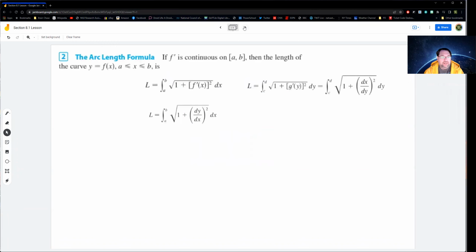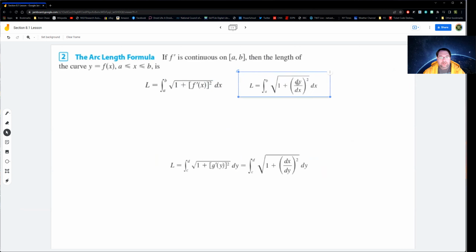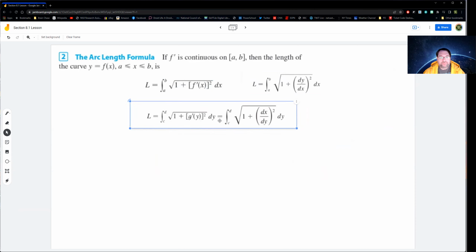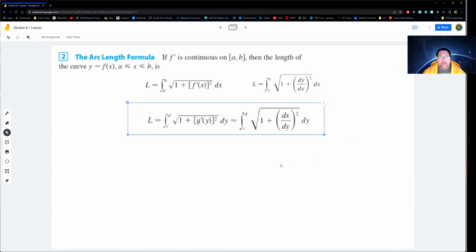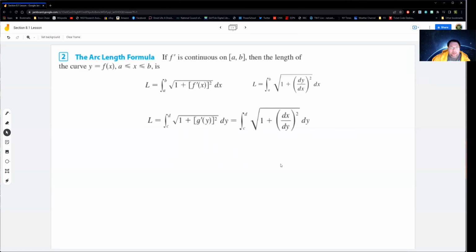So, all right, here are the formulas for arc length. You're going to want to write these down. You'll notice there are two sets of them. The first set is for when they're solved in terms of x. And the second set is for when they're solved in terms of y. So it just depends on the direction you're going to be going in.